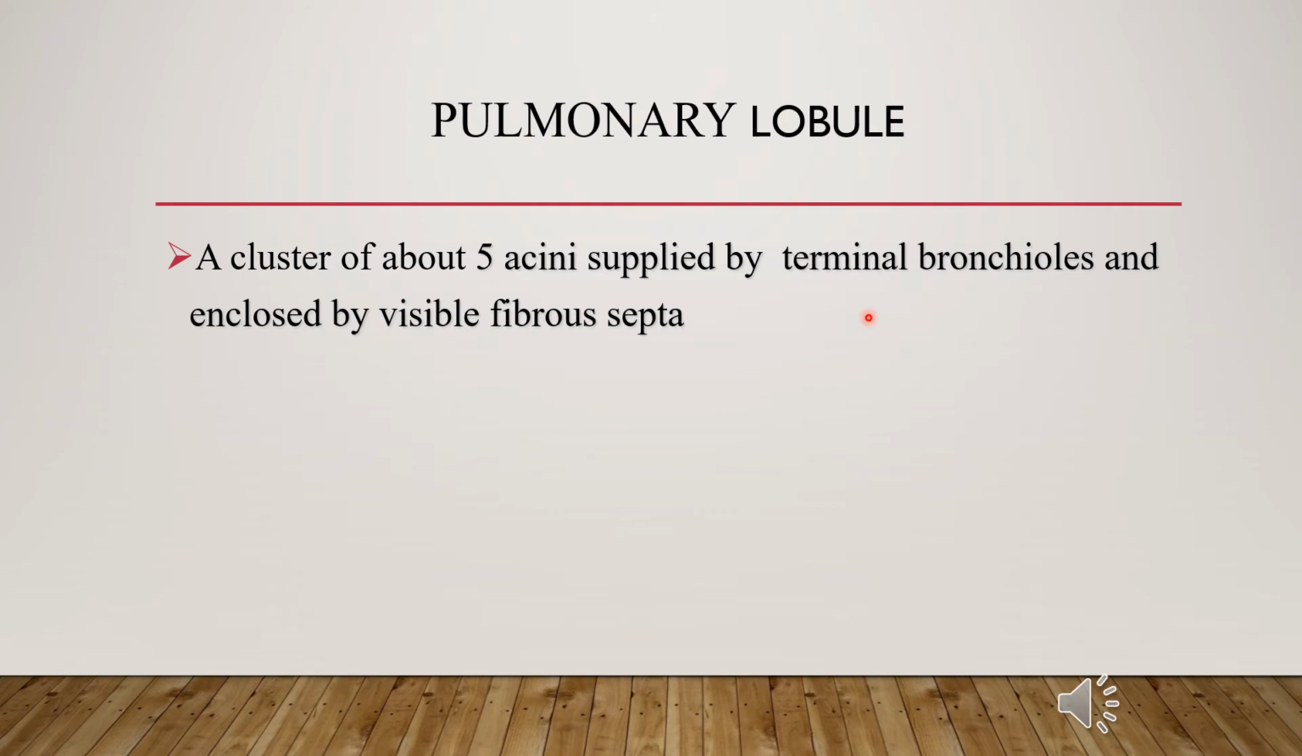Pulmonary lobule. This is a term applied to a cluster of about 5 acini supplied by terminal bronchioles and enclosed by visible fibrous septa.